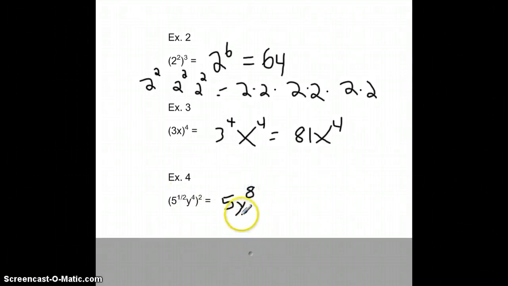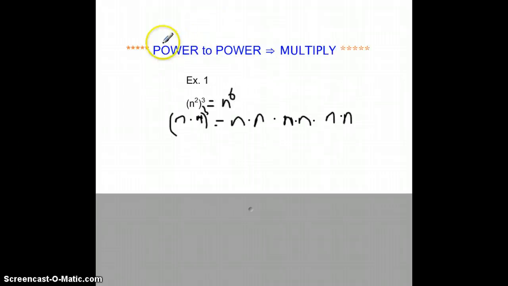So hopefully this is helpful. Again, remember, power to power, multiply. Power raised to a power, multiply. And when in doubt, expand it out.